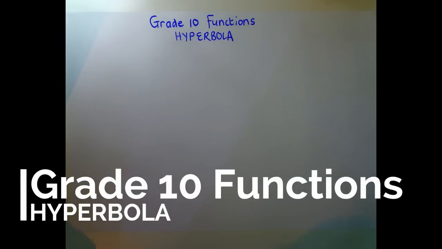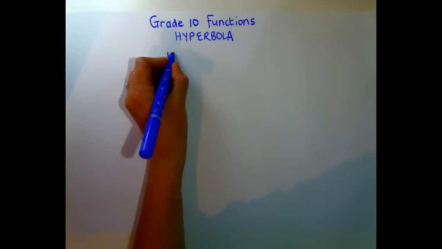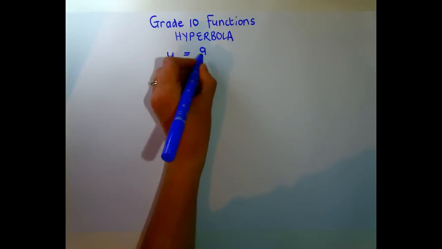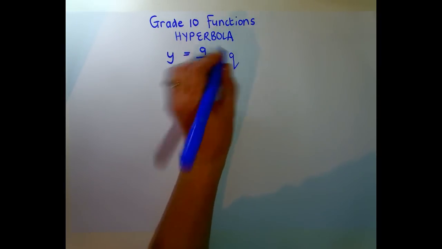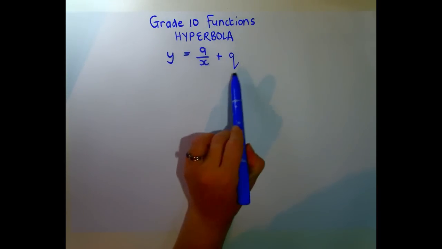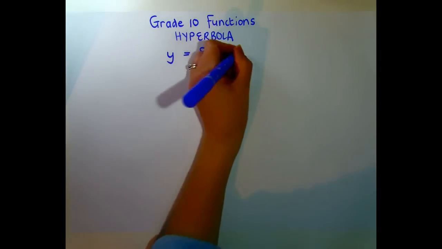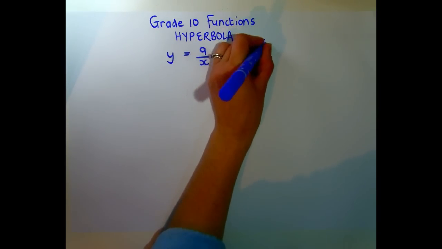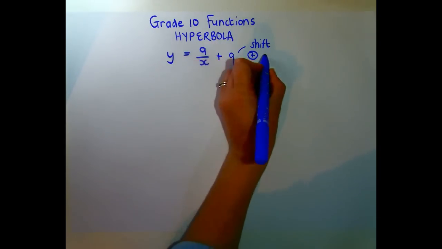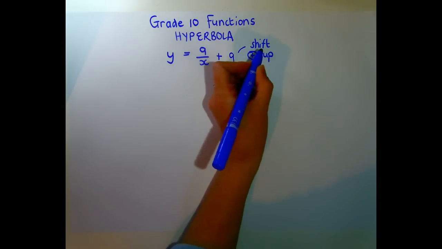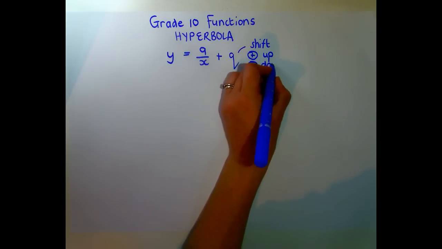A hyperbola, when sketched, looks like two graphs in one. The formula looks like this. So you've got a over x plus q. Just like the parabola, the q value indicates a shift up or down. And obviously, if it is a positive number, you're going to shift up. And if it is a negative number, you're going to shift down.